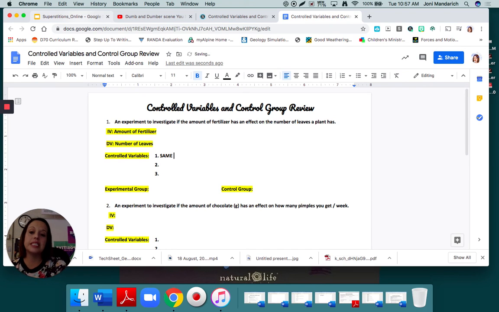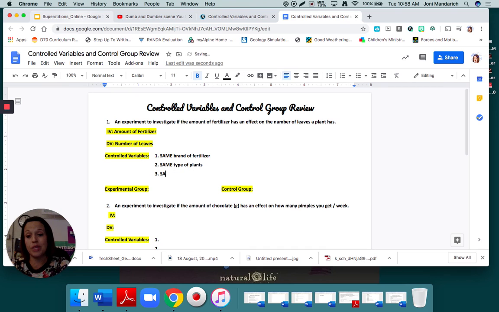So I want the same brand of fertilizer. Okay, if I use different fertilizers, how do I know that it's the amount of fertilizer? So I have to have the same brand of fertilizer. Okay, would the type of plant matter? Heck yes, it would. Some plants have no leaves at all, and other plants make a ton of leaves whether you give them fertilizer or not. So, the same type of plants.